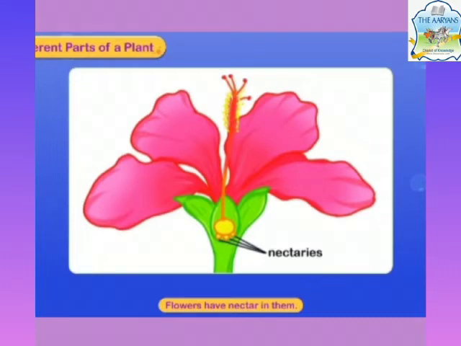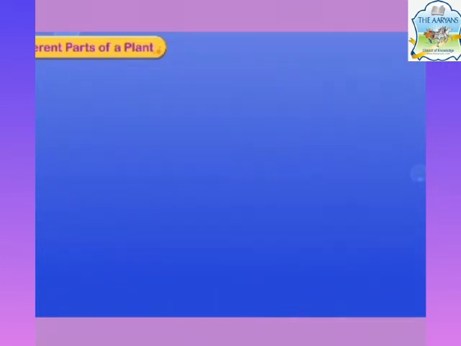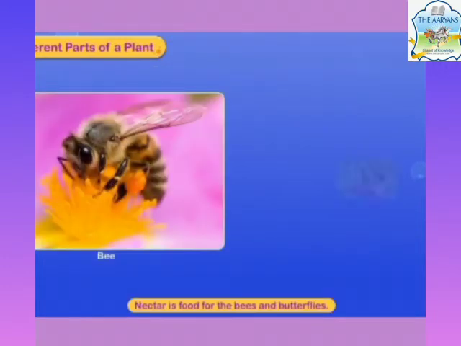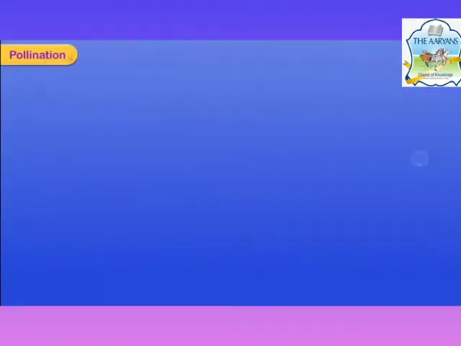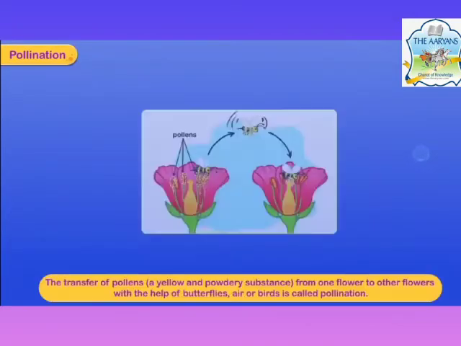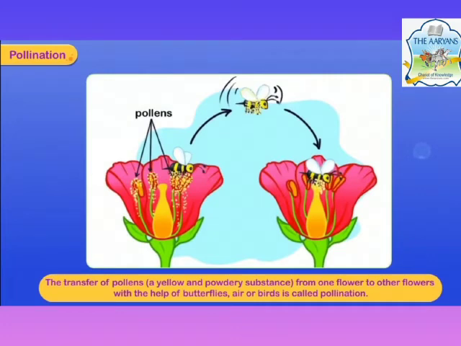Flowers have nectar in them. As you can see in the picture, nectar is there. Nectar is food for the bees and butterflies. Now, let's study about pollination. What is pollination? Plants entice insects to their flowers by their bright colors and by food in the form of nectar.